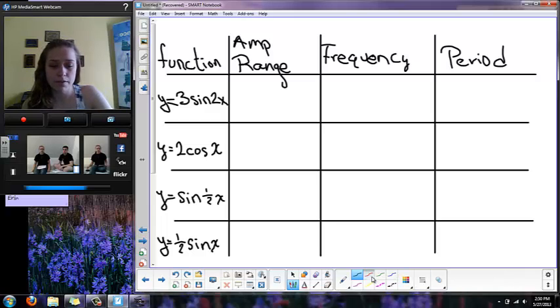I drew a table up for us where we have a list of 4 different functions and we just have to find the amplitude, the frequency, and the period. So we're just going to do that, and I have one more thing left to tell you and then you're going to be done for today.